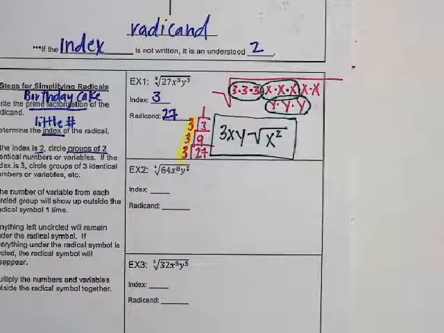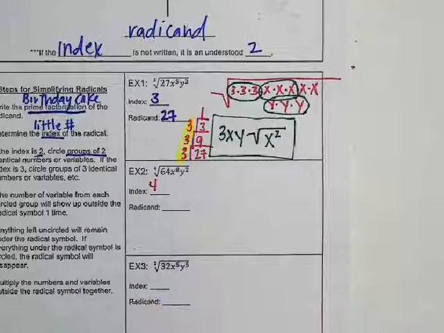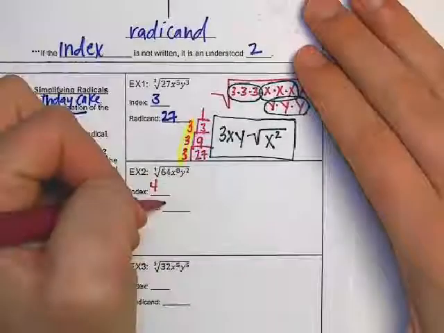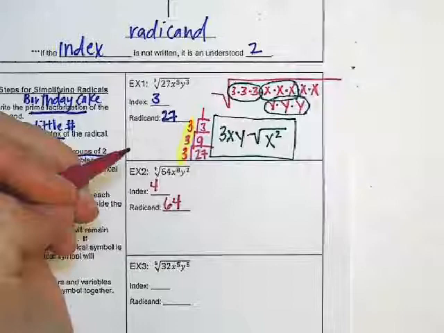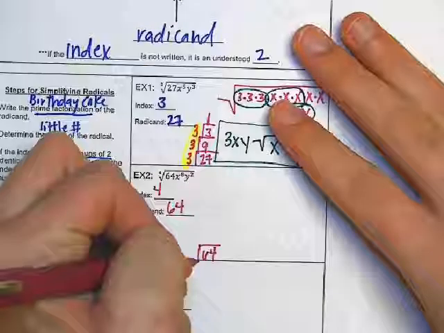Example 2. What's my index? What's my little number? 4. So they're going to be in groups of what? 4. What's my radicand? 64. What's my first step? Birthday cake. So everybody draw your 64 at the bottom.